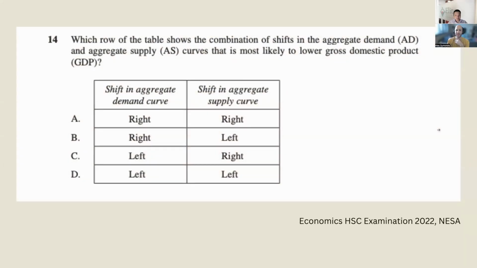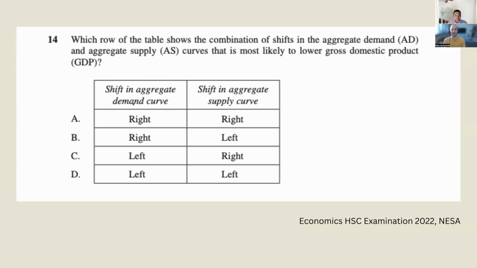So what I'm thinking about here, we can see this question also from the HSC, is saying: which row of the table shows the combination of shifts in AD and AS that is most likely to lower GDP, right? So we're thinking, okay, we've got a lot of things going on here. I just want to make my life a bit more simple. So if we want to lower gross domestic product, what I might do is just say, let's just focus on aggregate demand to start with.